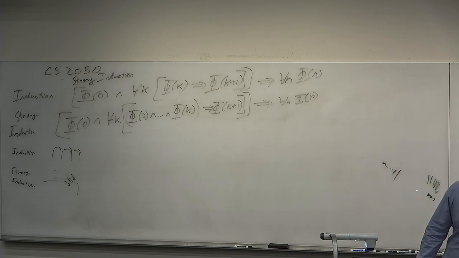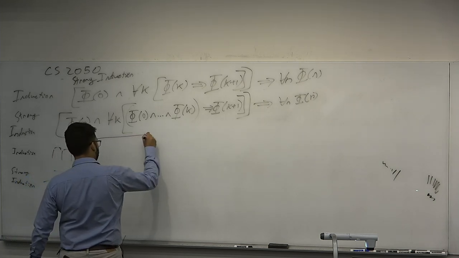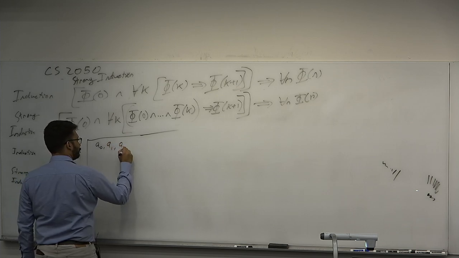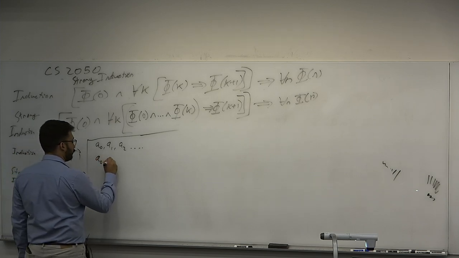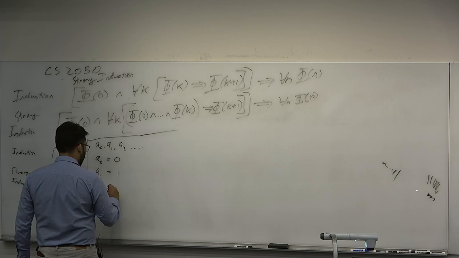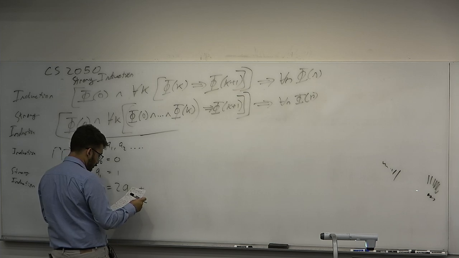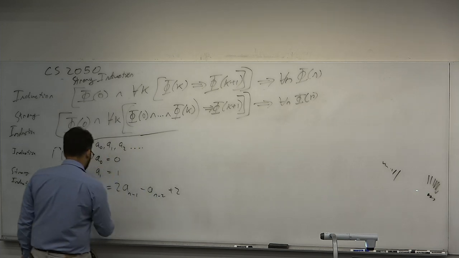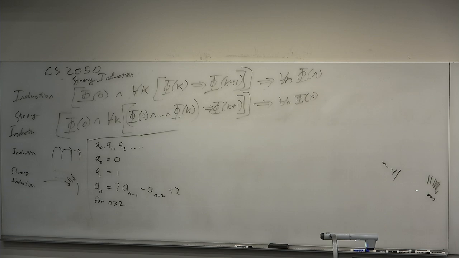So consider the following sequence. A0, A1, A2, dot, dot, dot, for all n that is a natural. Consider that A0 is equal to 0, A1 is equal to 1, and An is equal to 2 times An minus 1 minus An minus 2 plus 2 for n greater than or equal to 2, okay? This is called a recurrence.